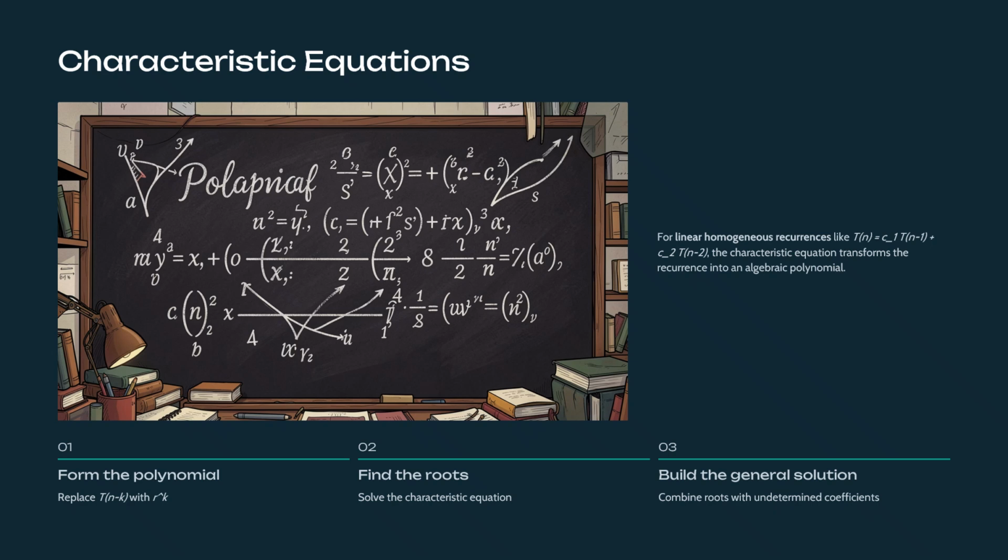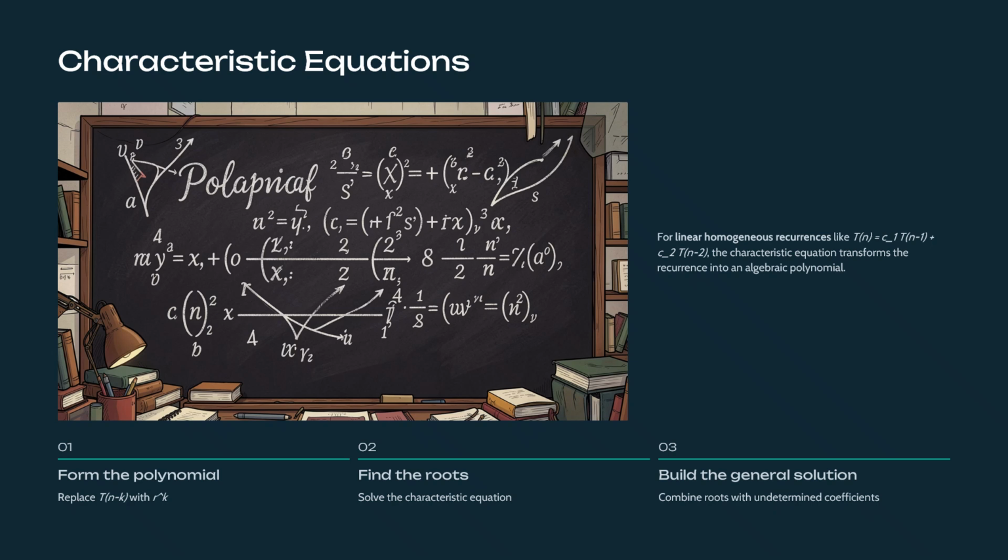For linear homogeneous recurrences, we use characteristic equations. Consider the recurrence T(n) = c1 multiplied by T(n-1) plus c2 multiplied by T(n-2). The first step is to assume the solution has the form T(n) = r raised to n. Substituting this assumption transforms the recurrence into a polynomial equation. This polynomial is called the characteristic equation.